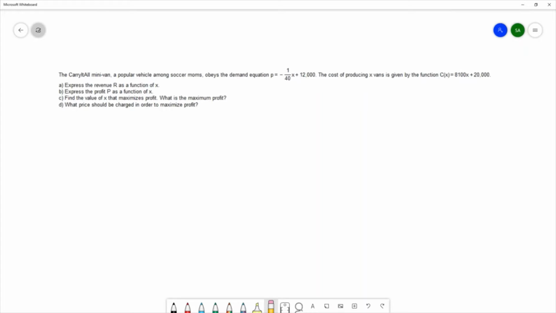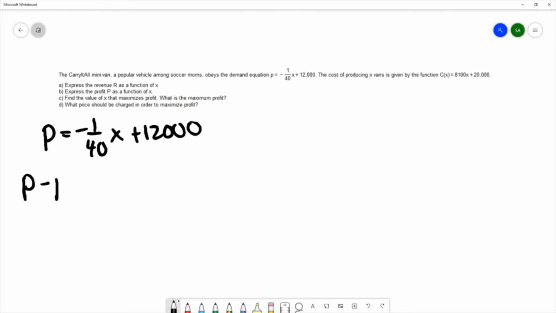So we're going to start with focusing on some of the formulas that we can see already in the equation. In this equation, we've got P equals negative 1/40th x plus 12,000. I want to make sure you know what those variables stand for. The P in this formula is for price, and the x is number of units.